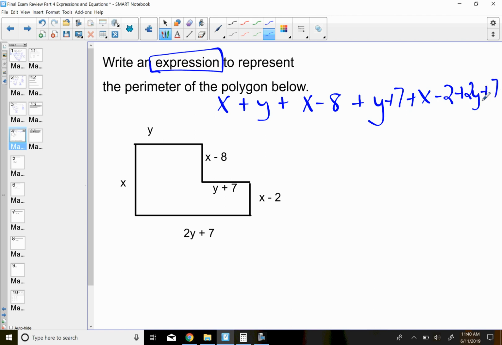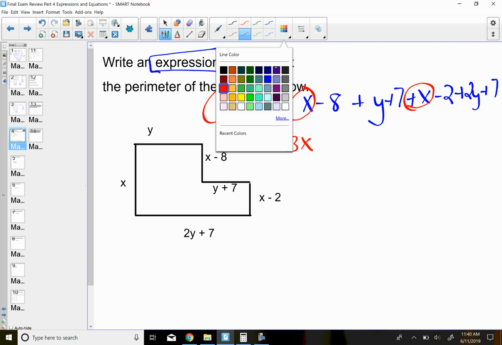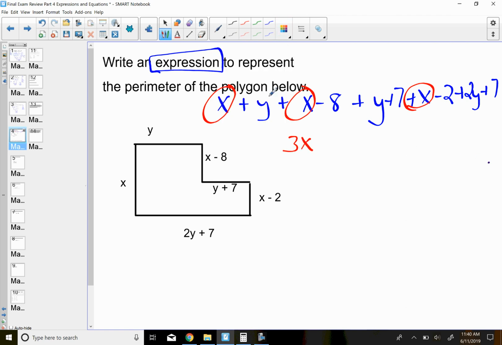So I can write it all out, and I can go through. Here is 1x plus another x. That's 2 x's. Here's a third x, so I have 3x. Change my color here. Let's look at the y's. Y plus y, there's 2 y's. 2 plus 2 more would be 4 y's.